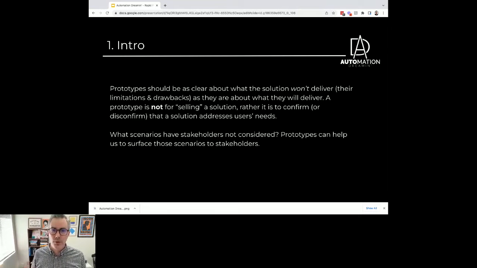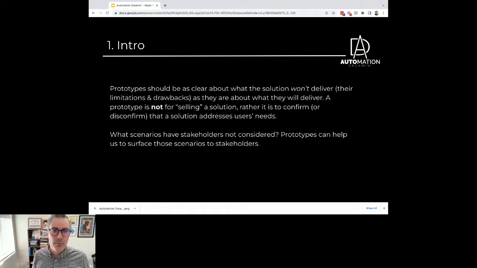And one of the ways that a prototype can be so powerful is it can illustrate scenarios that the stakeholders haven't considered. And I think folks that are building automations probably see this a lot, where you put a solution in front of stakeholders and they say, oh, this is great. And then they realize, oh, there's this scenario or there's this situation that we hadn't thought through, that we hadn't considered. And that can really change the complexion of the solution. So prototypes are great for taking those scenarios that stakeholders might not have considered and putting them in front of them sooner rather than later.